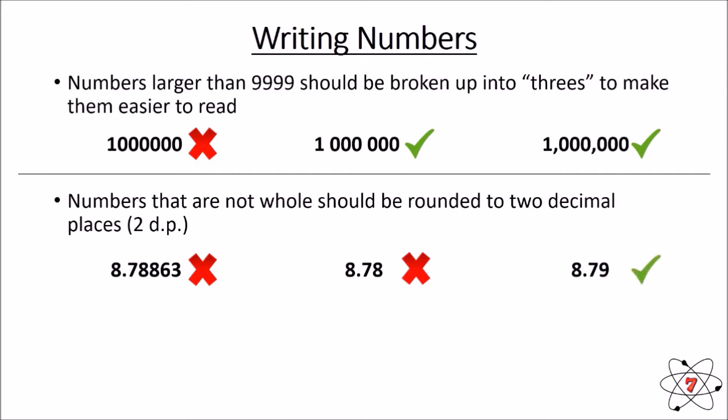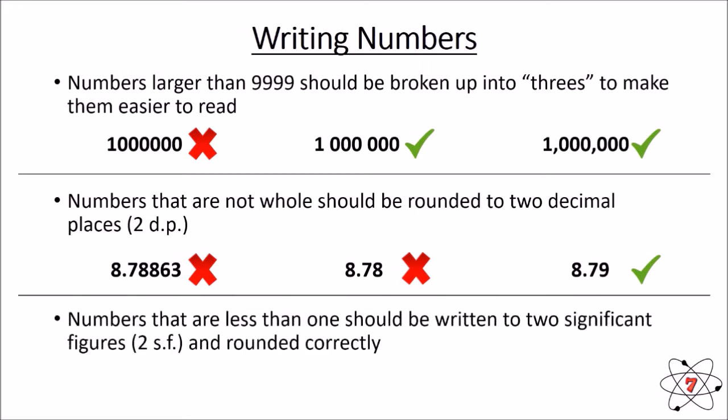The reasoning for this is the third number after the decimal is an 8. If you have a 5, 6, 7, 8 or a 9, you round up, so it's 8.79. If it was 8.784, we would round down to 8.78. So make sure you know when to round up and when to round down.